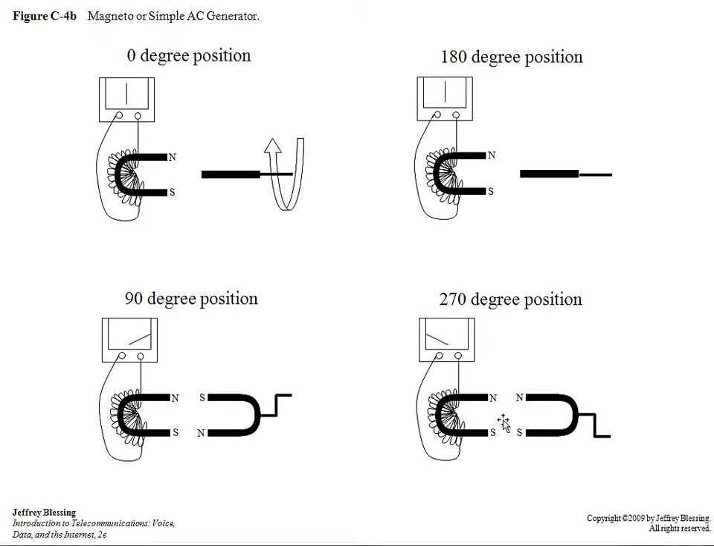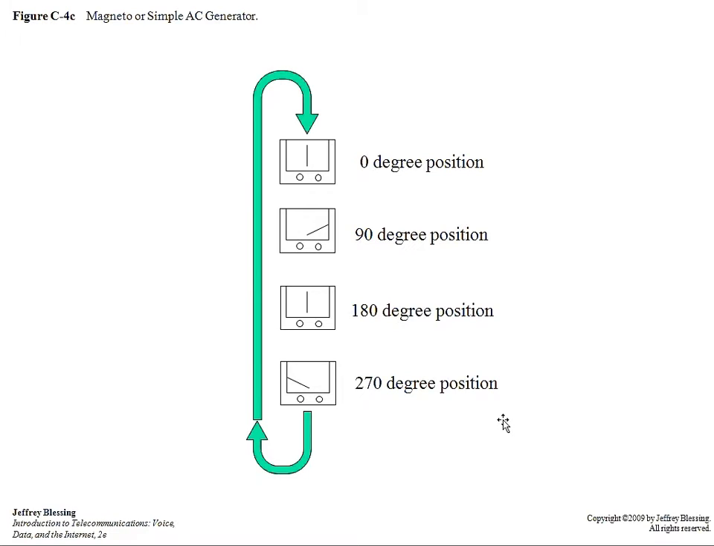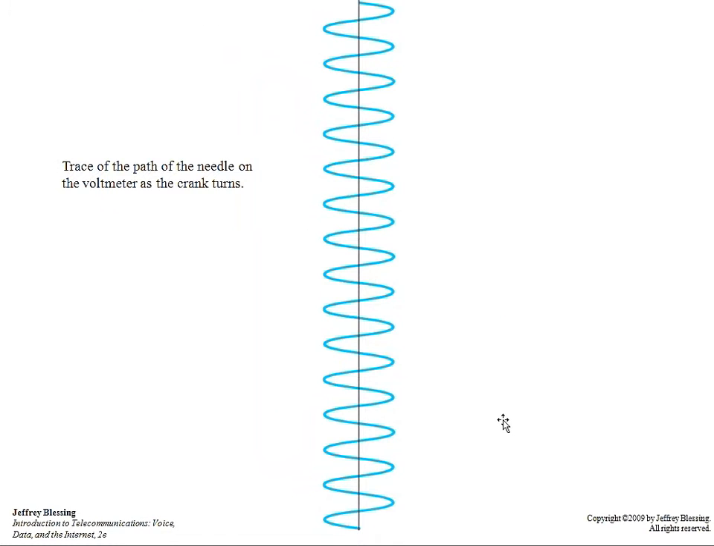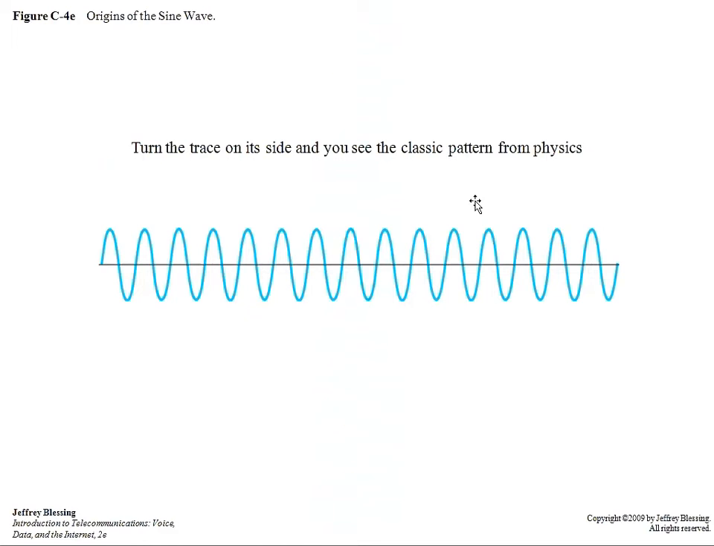back to 0. So by tracking this sweeping motion through 360 degrees and repeating, we see a sinusoidal pattern, the classic sine wave pattern being exhibited by that needle as it goes back and forth. This is the pattern of alternating current.